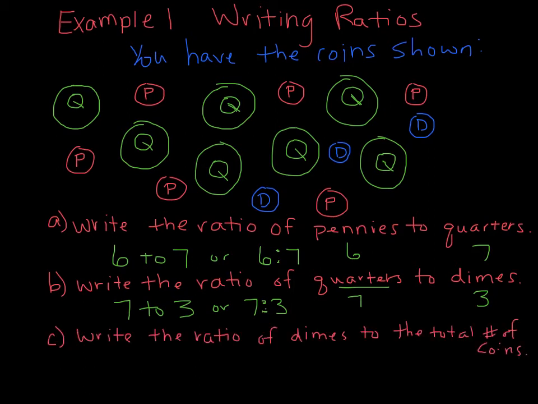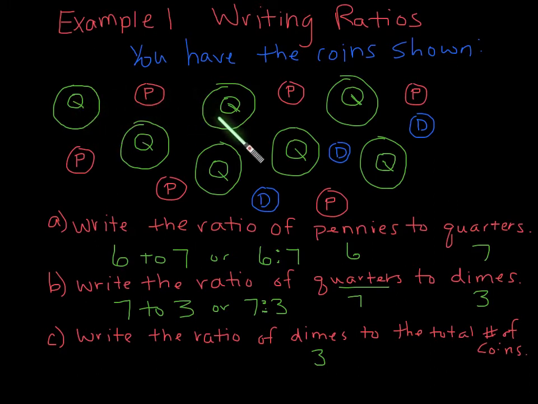And my last example for C is to write the ratio of dimes to the total number of coins. So we already know how many dimes there are because we did it in the last one, and we've already counted them. So we have 3 dimes, but this one says to the total number of coins. So all total, you count them up.